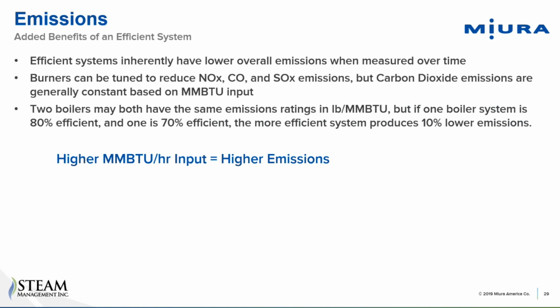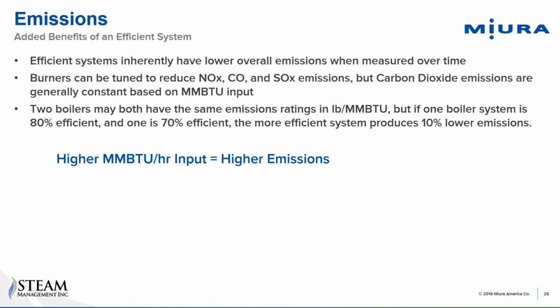So emissions, right? Efficient systems inherently have lower overall emissions when you measure them over time. You can tune a burner to reduce NOx, CO, and SOx. Carbon dioxide really can't be tuned out. It's basically constant based on million BTU per hour input.